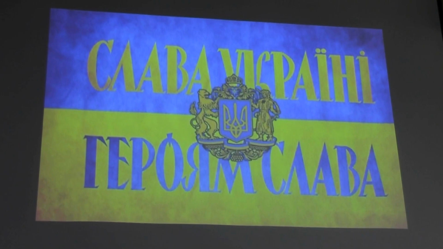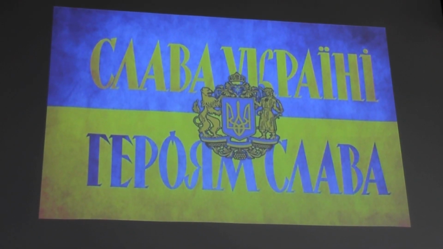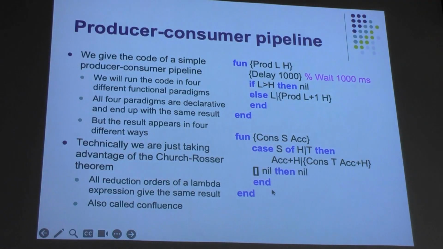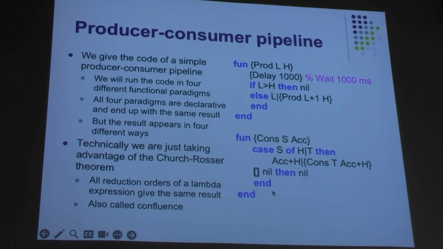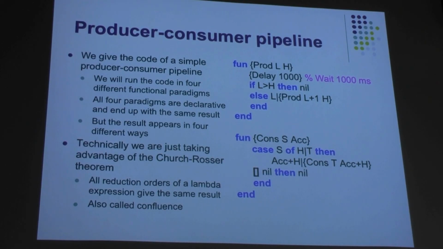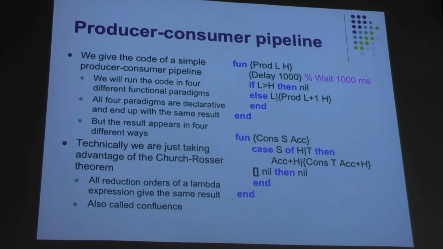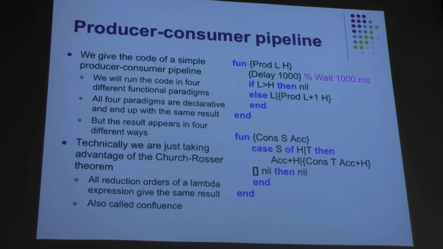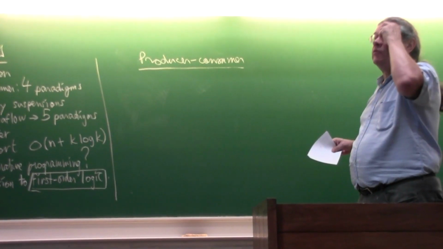So let me first give a summary. I won't go over everything here. Let me mostly give it as a diagram on the blackboard. Now you can run, you should run the code. The last time I ran some of this code, there's a producer and consumer code here.